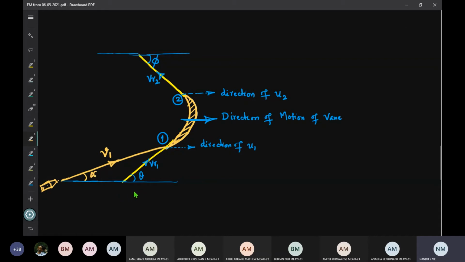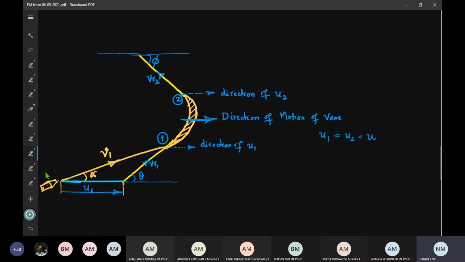Now if you want this to happen exactly, as I said, the relative velocity must be tangential to the blade surface at 1. Then the vector difference between V1 and U1 is taken, and this much will be representing your U1. In our case, U1 is equal to U2 is equal to U.